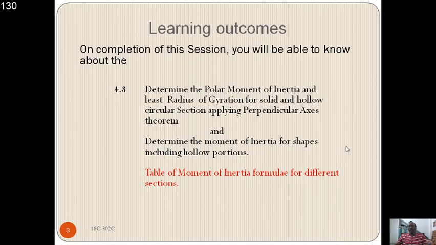And at the end we will see all the moments of inertia, which are useful from your exam point of view, as well as from your academic point of view. The list has been provided for your easy reference, to learn by heart for your competitive exams.